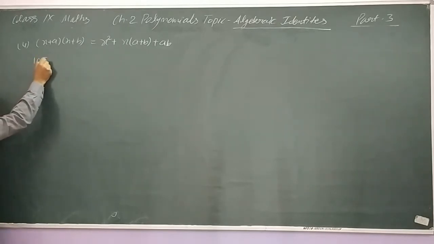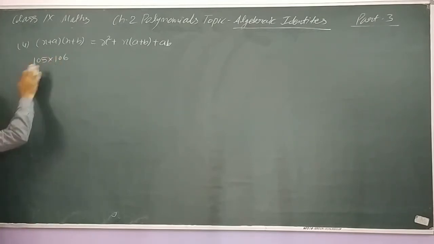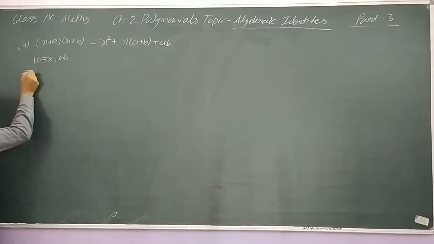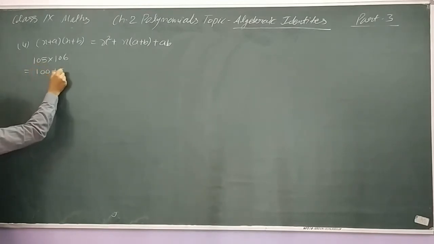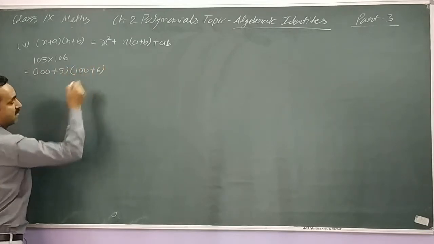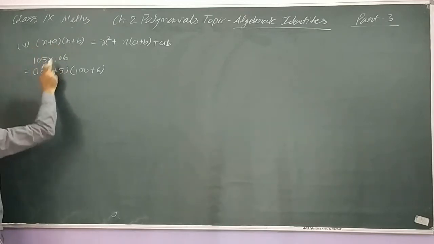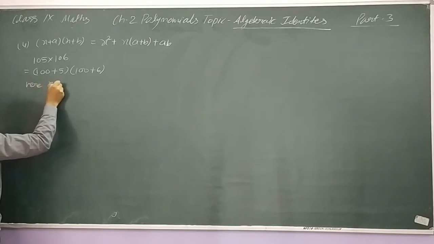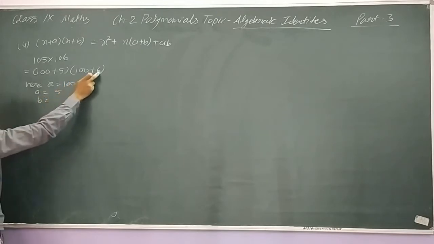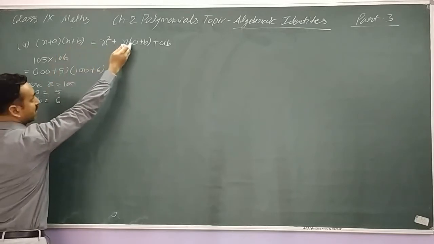calculations? Suppose the question is 105 multiplied by 106. We have to find this multiplication by using the identity. So what we do, we write 105 as 100 plus 5 and 106 as 100 plus 6. Now we compare with this identity. So here x is 100. What is a? a is 5. And what is b? b is 6. So we use this identity. We will convert this in this form.